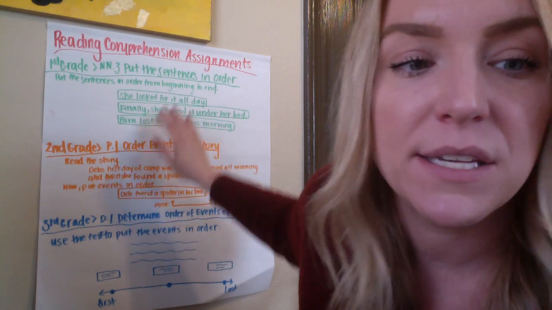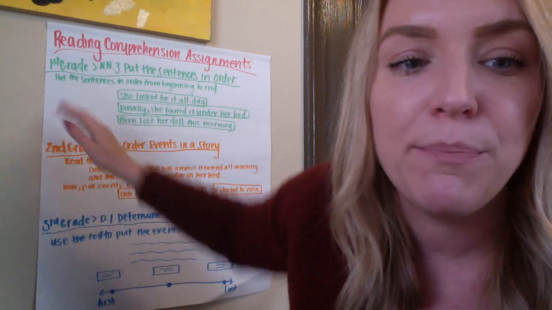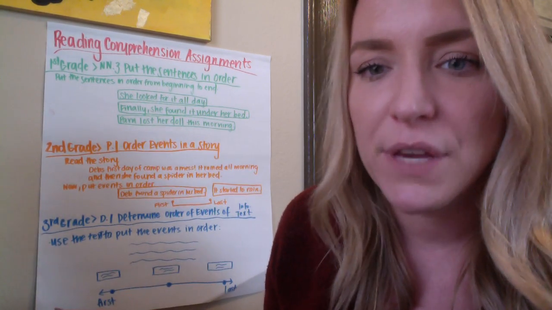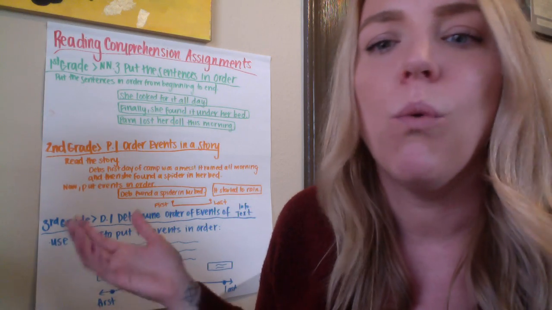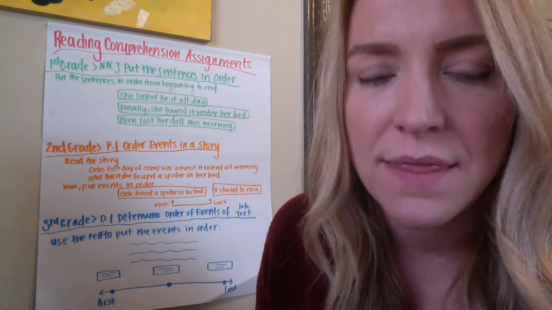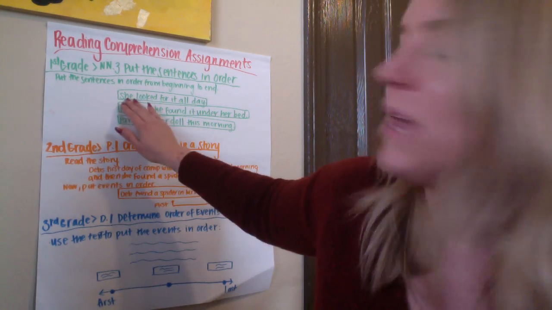I do have the different grade level assignments you're going to be accessing. So first grade, put the sentences in order. Your direction is going to be put the sentences in order from beginning to end. So you're going to have to figure out, just like we practiced, what makes sense first, then what's going to come next logically, and then finally, what is our third step?